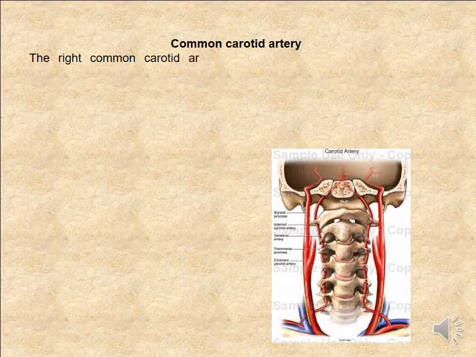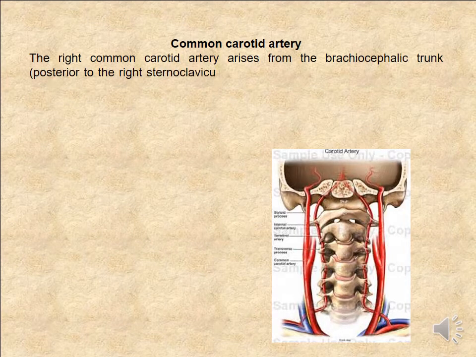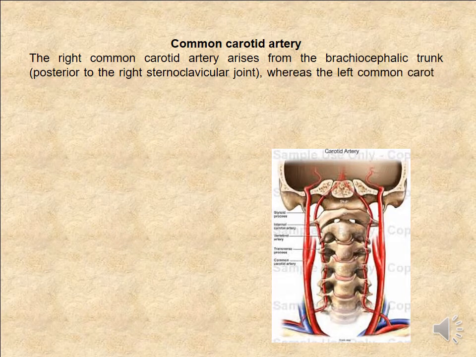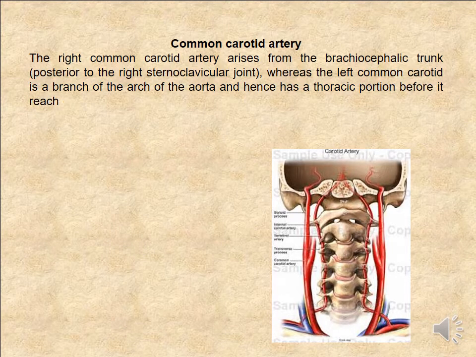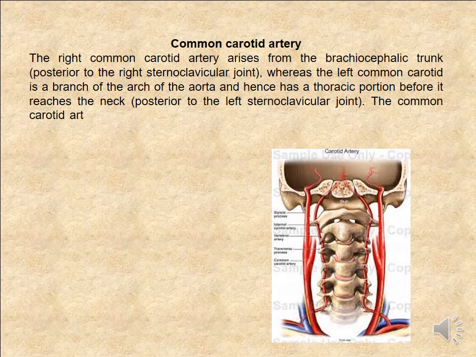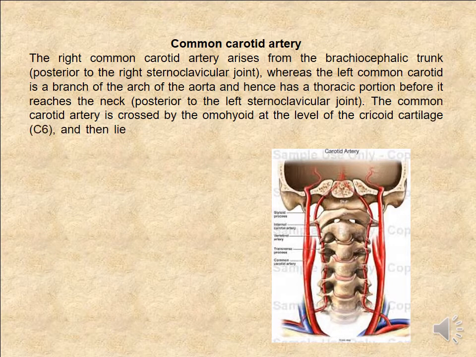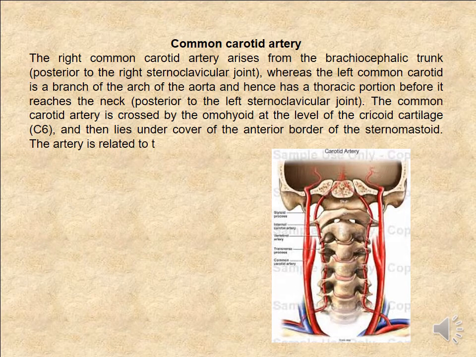The common carotid artery. We have two common carotid arteries, right and left. The right common carotid artery arises from the brachiocephalic trunk, posterior to the right sternoclavicular joint, whereas the left common carotid artery is a branch of the arch of the aorta and ends its thoracic portion before it reaches the neck, posterior to the left sternoclavicular joint. The common carotid artery is crossed by the omohyoid at the level of the thyroid cartilage, C6, and then lies under cover of the anterior border of the sternomastoid. They are related to the cervical vertebrae.